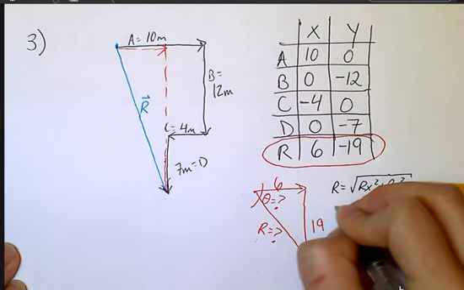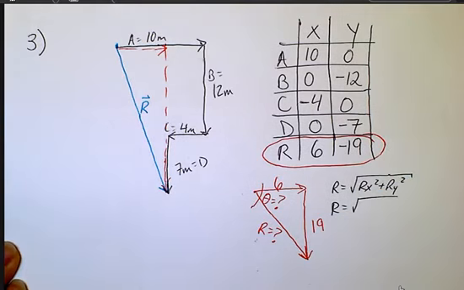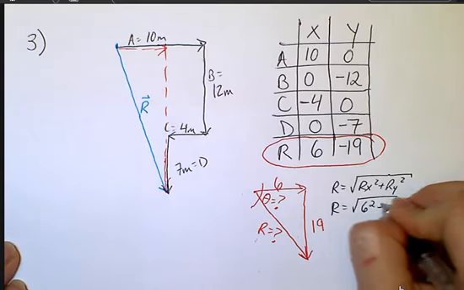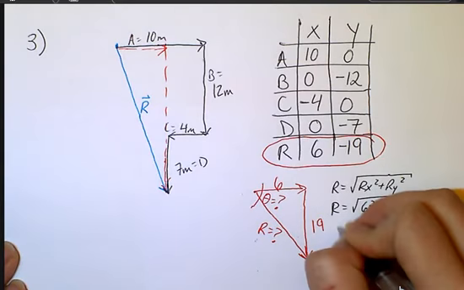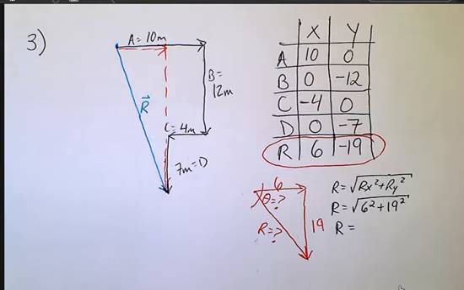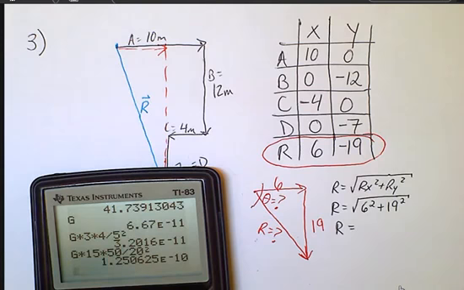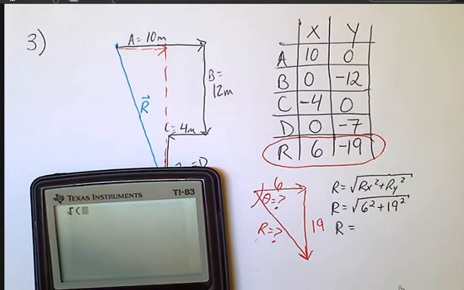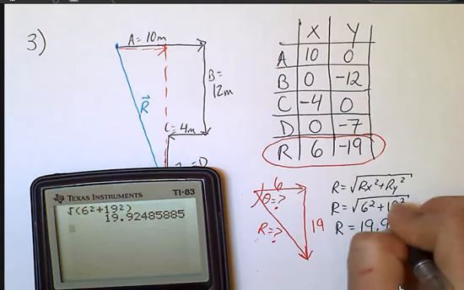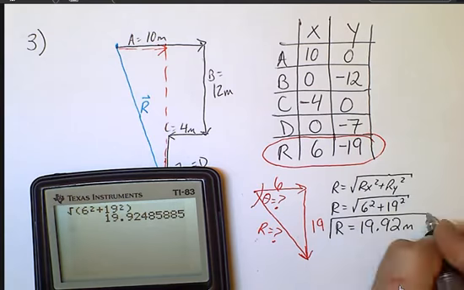Here's the equation for the magnitude. You don't have to use any negatives because it's really just a triangle and trig stuff. The negatives are important when you're adding them up. So I've got square root of 6 squared plus 19 squared. That's how far I am.